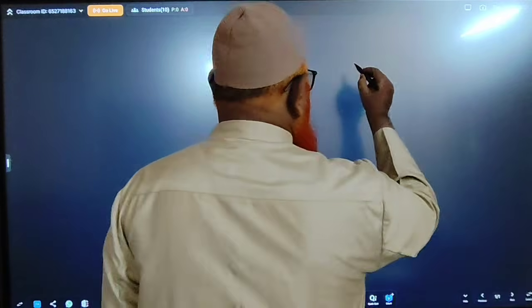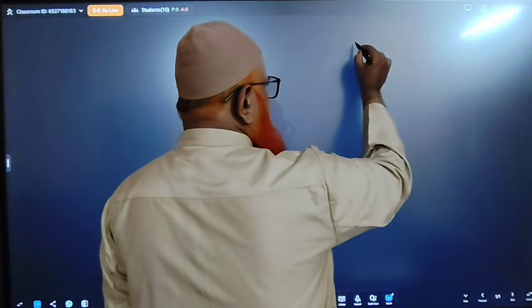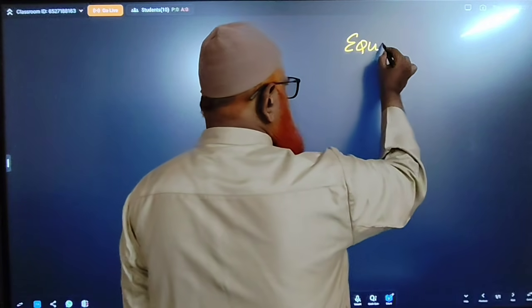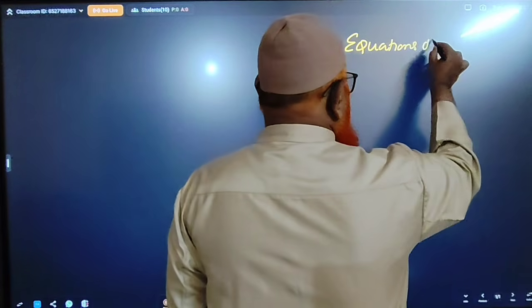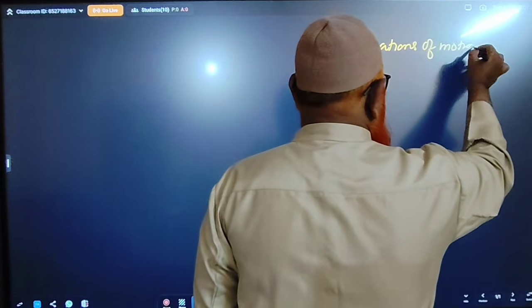Motion in a straight line. The first basic concept is equations of motion. You all know these equations of motion.